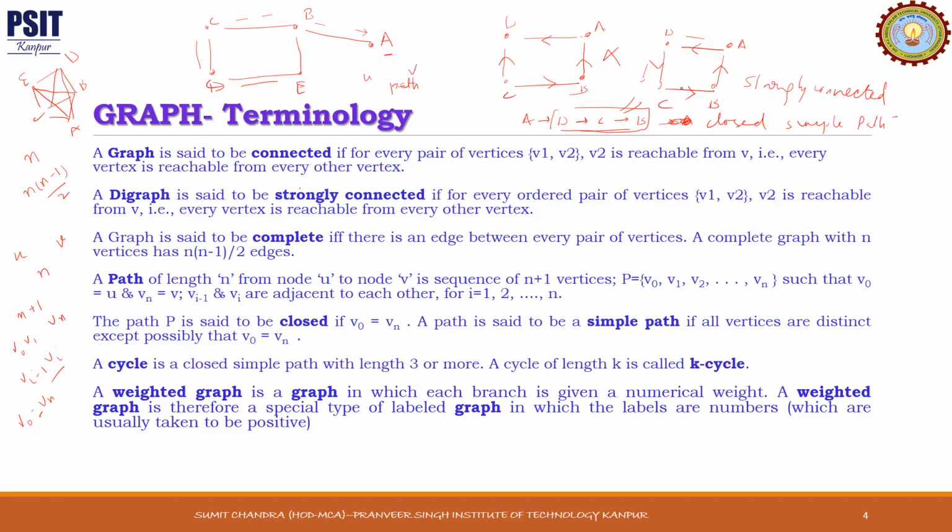So now, cycle we can see here: A B C D is a cycle. Suppose there is also one like this, then a cycle can be A D C A. This is also a cycle. So in a cycle it is necessary that the source and destination vertices are the same, and if it is a simple cycle, then except source and destination all vertices are distinct and unique, and the number of edges defines the length of that particular cycle.